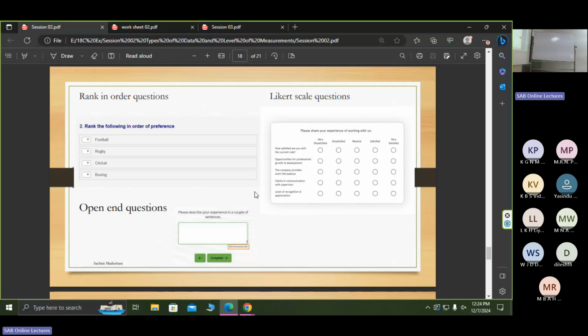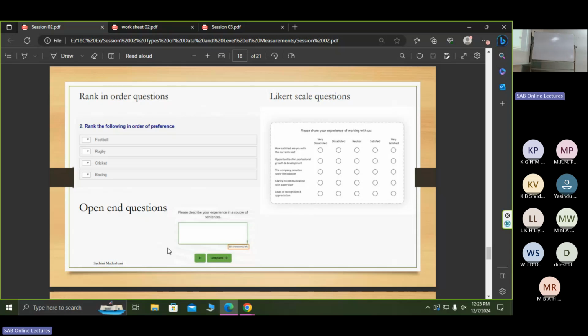Understood? Then the other one is the open-end question. It means only the question is there. There are no options, no choices. The respondent can write freely regarding the question. There are no choices, no suggestions. Only the question is there. Understood? In this example, please describe your experience in a couple of sentences, and then there is a space to write the answer. Understood? This one we call an open-end question.